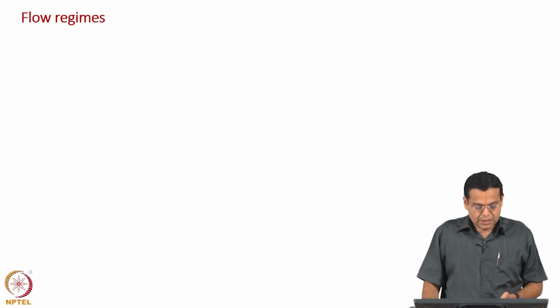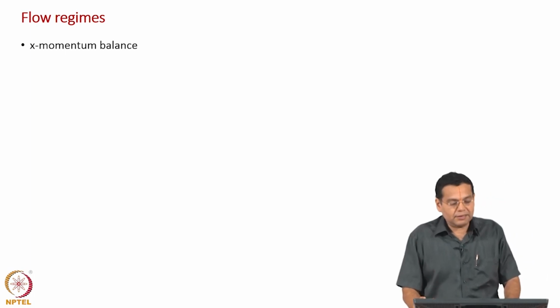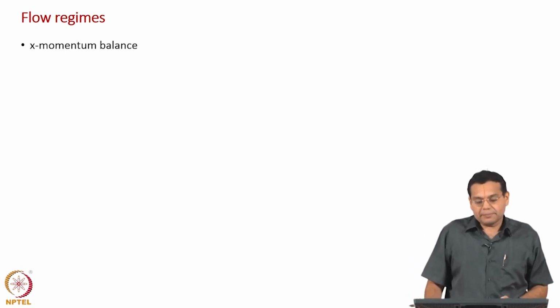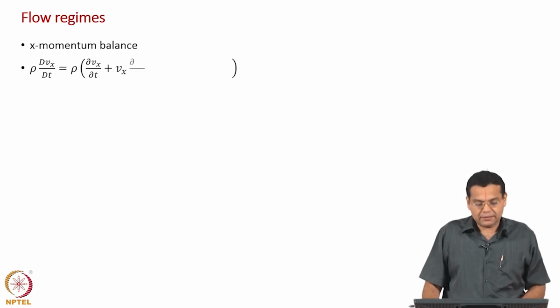So, how do we quantify flow regimes? That is what we are going to do now. We usually quantify flow regimes in terms of some dimensionless numbers. So, let us arrive at that number now. To do that, we will start with the x momentum balance, or in general the Navier-Stokes equation, here written for the x direction.